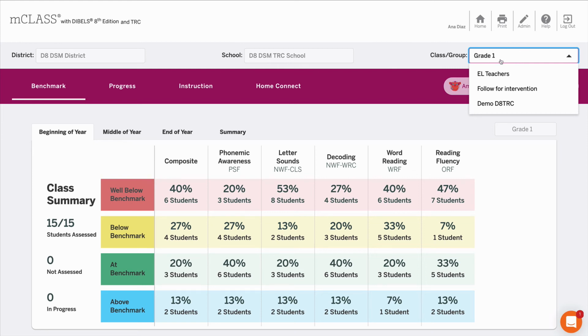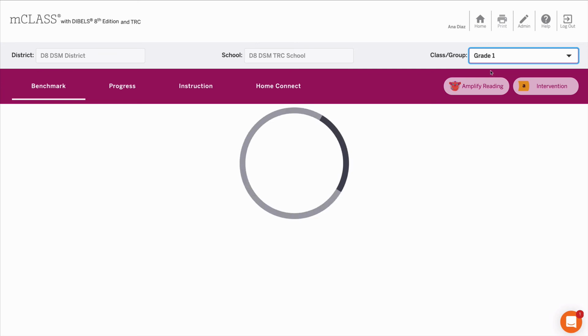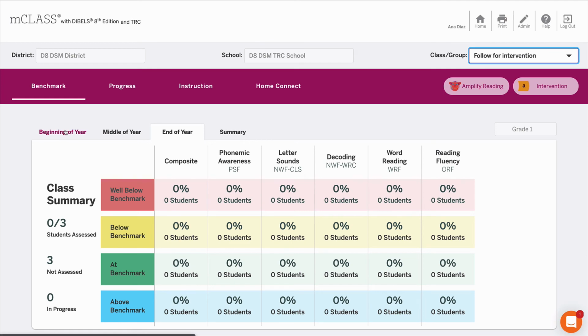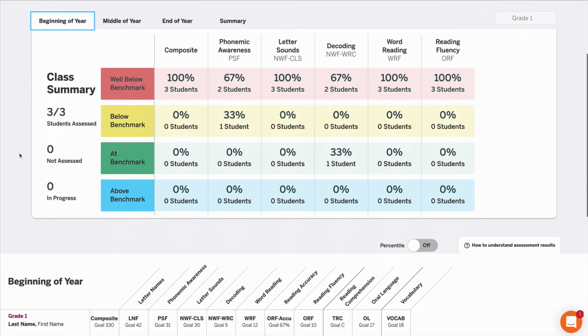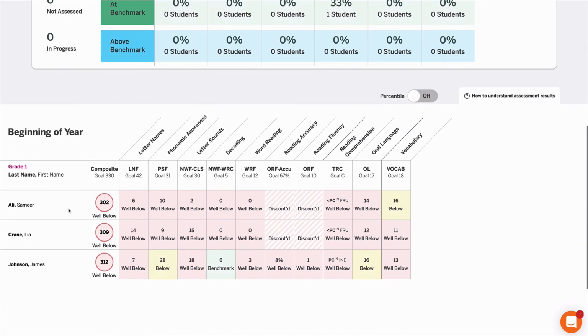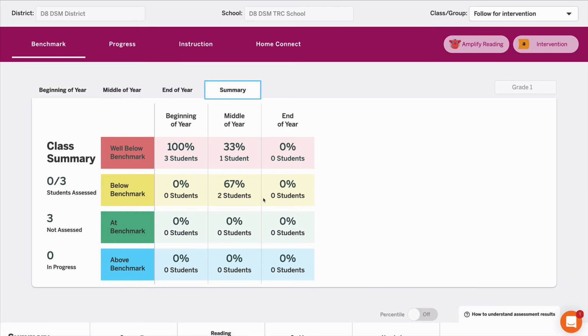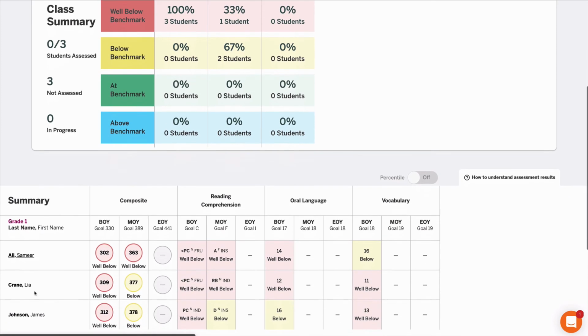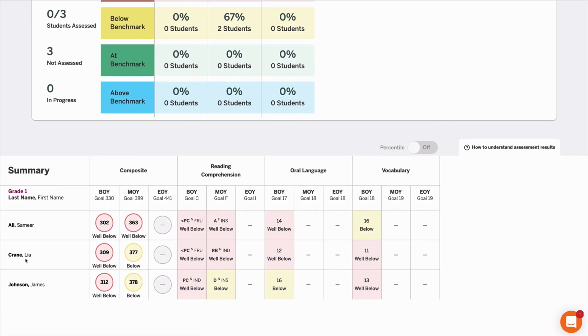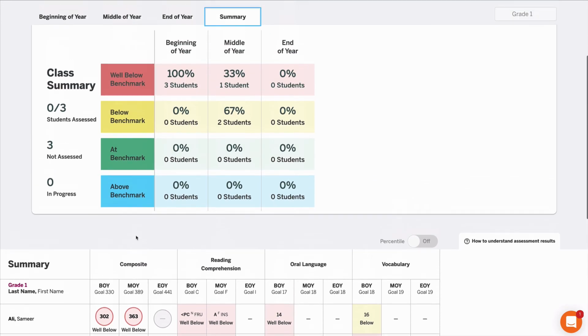Her first grade class were all 15 students. Maybe she just wanted to keep an eye on a few of the students and she created a group called Follow for Intervention. Here you could see that when we look at the benchmark reports we've seen before, it now contains just the 3 students in the class that she'd want to do. And let's imagine that we're following them over the course of time and we look at the summary tab. We could see how these 3 students moved over the course of the year. We could see that Leah Crane, for example, moved from the well below to the below category.